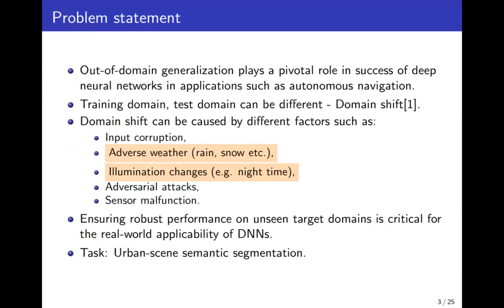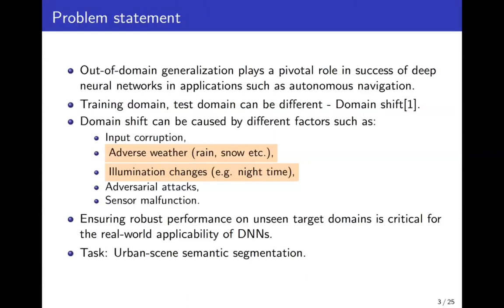Coming to the problem statement, the work focuses on out-of-domain generalization. Out-of-domain generalization is a key important component of the success of neural networks in real-world applications such as autonomous driving. So this arises fundamentally due to domain shift. Domain shift is a phenomenon where the training domain and test domain can be completely different.